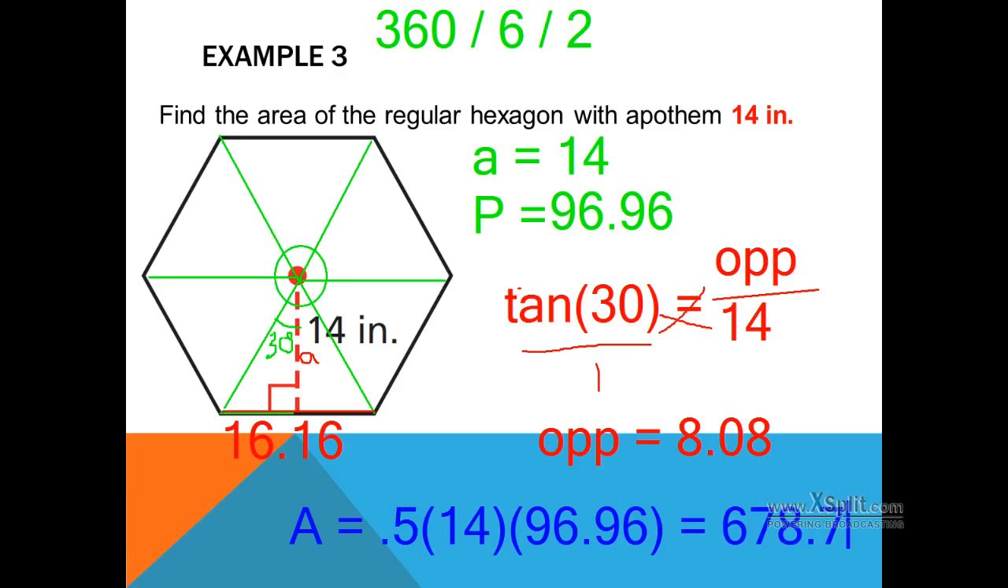What units do we have? It looks like we're dealing with inches, so we'd say this is inches squared. Inches squared, not inches round. Take a moment to write that down.